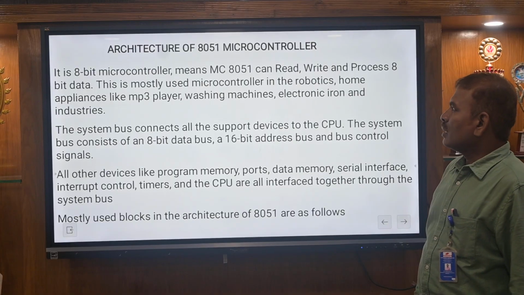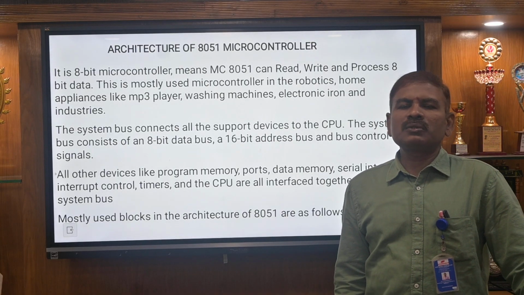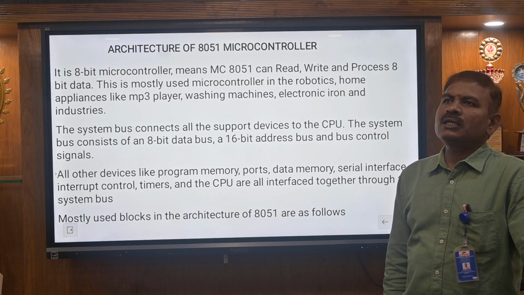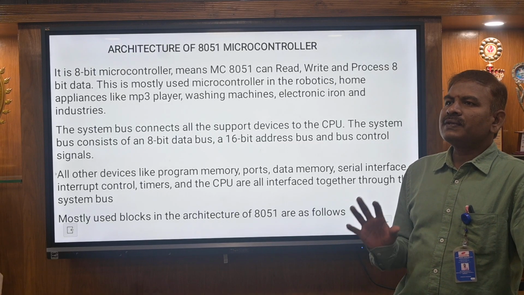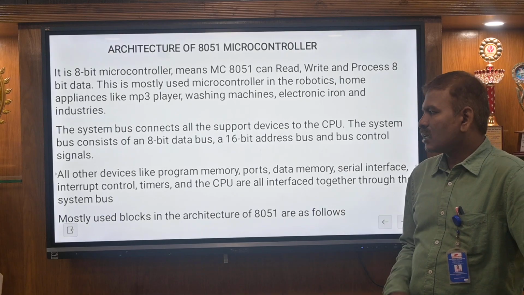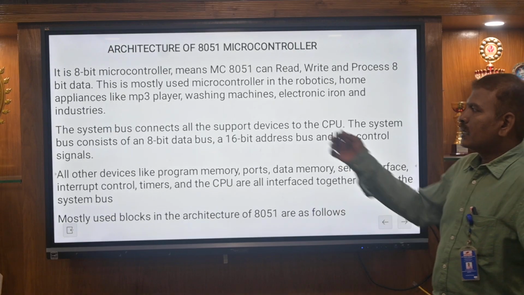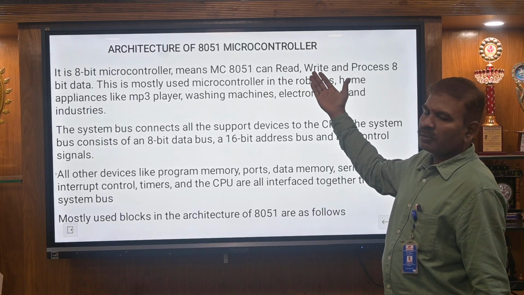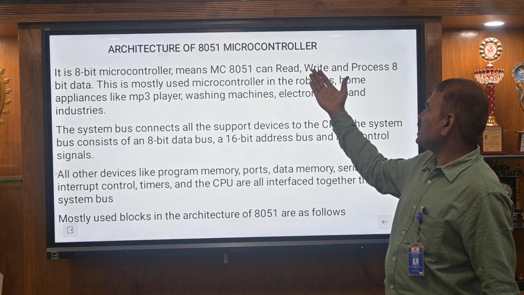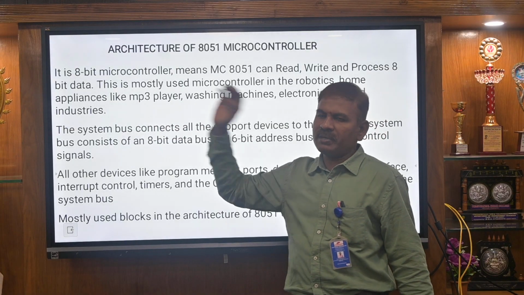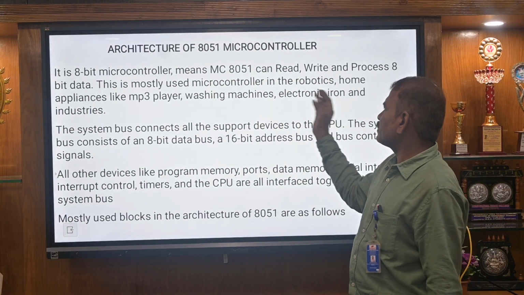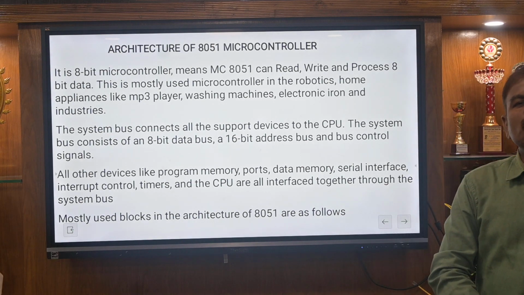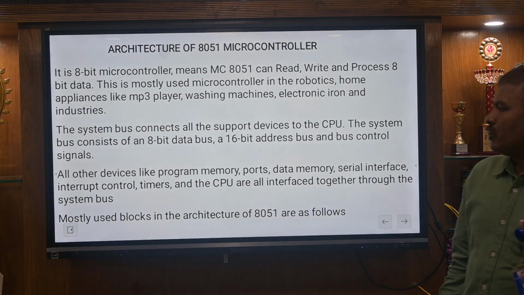Here we are going to discuss the architecture of the microcontroller. The architecture has different functional specifications. In the 8-bit microcontroller 8051, the functions possible are reading, writing and processing of 8-bit data, and mostly we are using it in various applications, such as robotic functions.